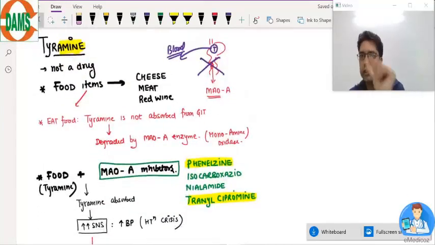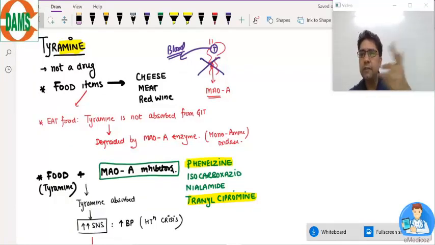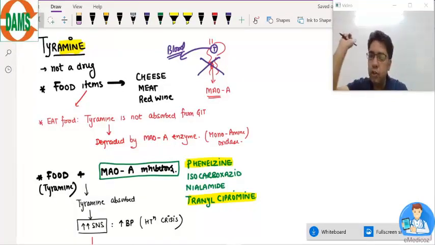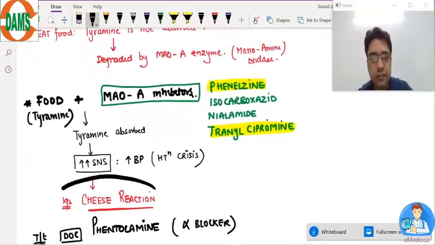Tyramine is not a drug. It is present in food items. Suppose you are in Italy eating a pizza with a very good glass of wine. The tyramine which is normally present will not enter your body. Why? Because you have a very strong MAO enzyme. But if you are taking an MAO inhibitor, tyramine will come into the blood. Tyramine will release norepinephrine from the nerves. BP will shoot up suddenly. This condition is known as cheese reaction.